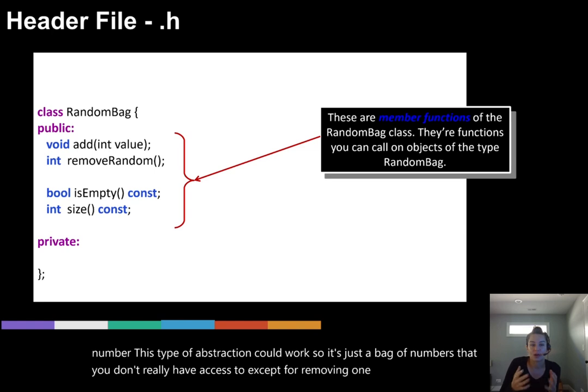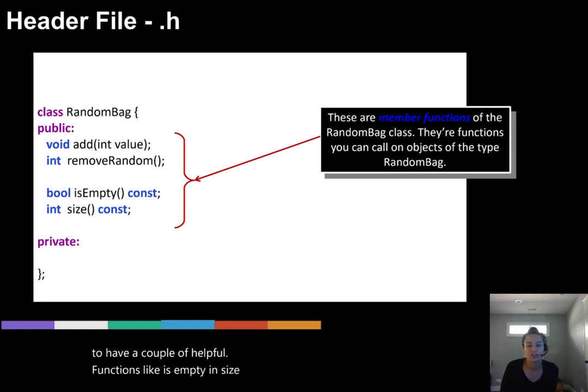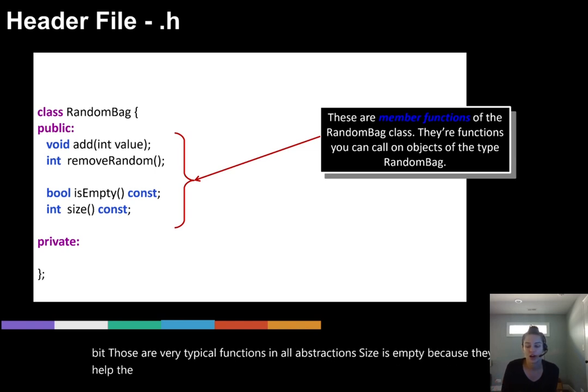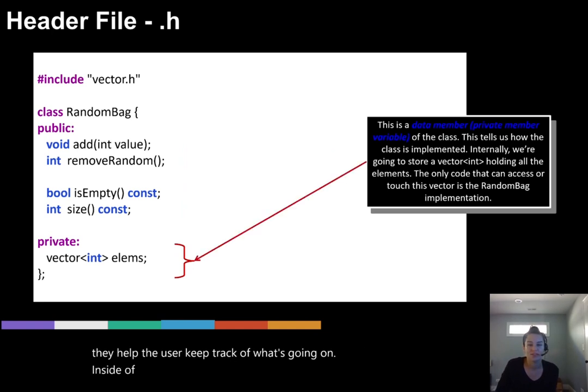We're going to have a couple of helpful functions like isEmpty and size, which will help us manage the abstraction a little bit. Those are very typical functions in all abstractions, size and isEmpty, because they help the user keep track of what's going on inside of the private part of the class.